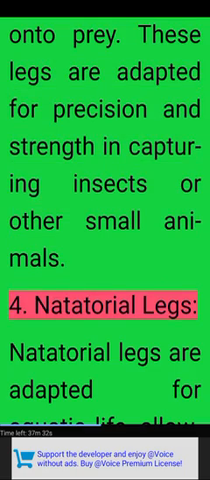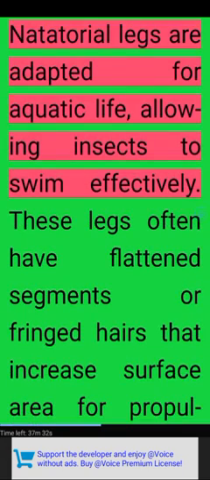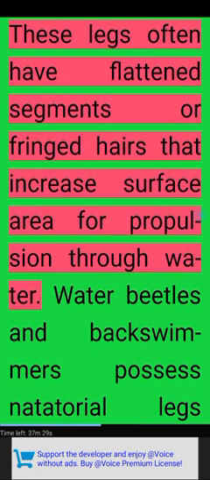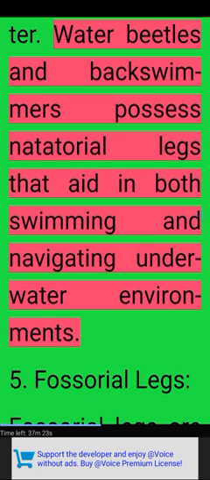4. Natatorial legs. Natatorial legs are adapted for aquatic life, allowing insects to swim effectively. These legs often have flattened segments or fringed hairs that increase surface area for propulsion through water. Water beetles and backswimmers possess natatorial legs that aid in both swimming and navigating underwater environments.